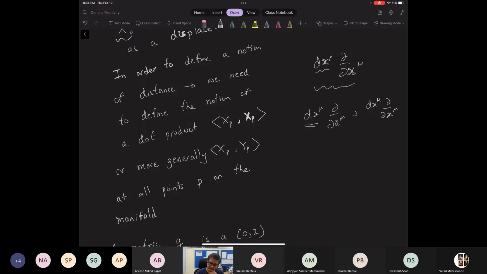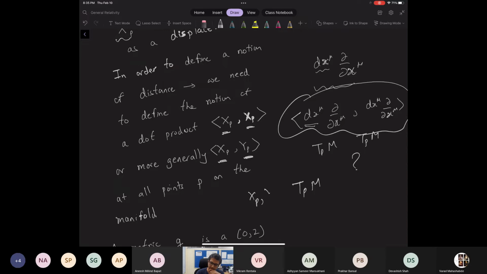At the moment we don't have an idea of what it means to take this kind of inner product. This is an inner product between two vectors, not a vector and a dual vector, and we don't have a notion of how to take such an inner product. More generally, it doesn't even have to be the same vector with itself. It could be the same vector with another vector at the same point, in the same vector space. That is, if I have two vectors belonging to TPM.